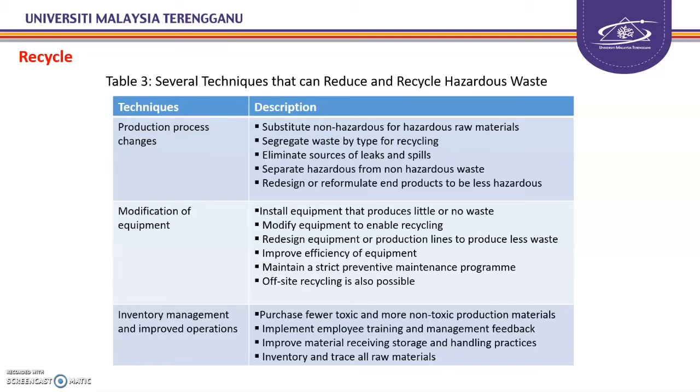And then the third one is inventory management and improve operations by purchasing fewer toxic and more non-toxic production materials. Okay, substituting. Implement employee training and management feedback, then improve material receiving, storage and handling practices, and last one, inventory and trace all raw materials.